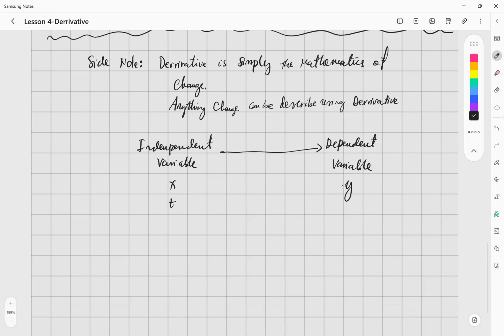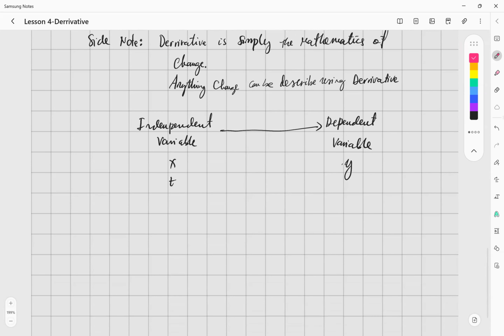Okay? So for example, in architecture, one thing that I can think of off the top of my head is this: structural integrity. Do you know what it means?